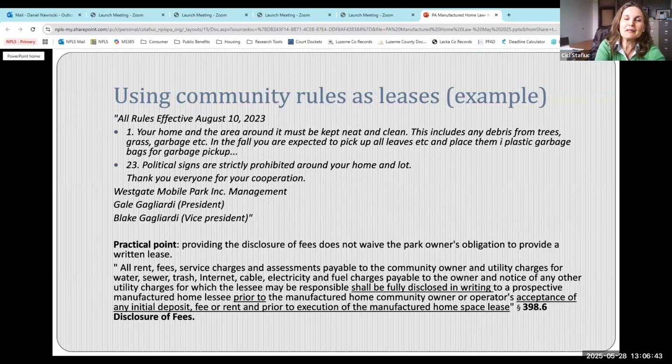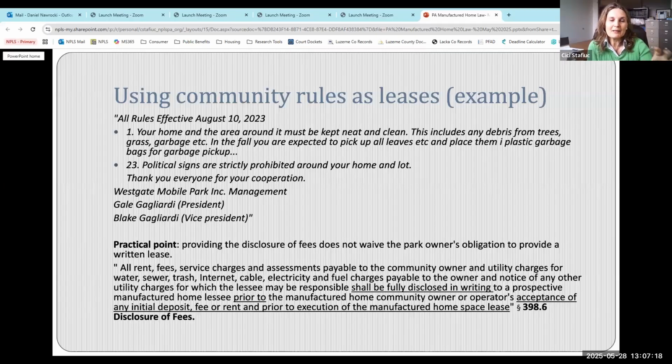Okay, this is another issue that we're seeing, especially in Luzerne County. This example was taken from the same complaint that I received yesterday. There was no lease. The attorney actually pled in the complaint that the parties were working on an oral lease, which we know shouldn't happen, and attached the community rules to the complaint.